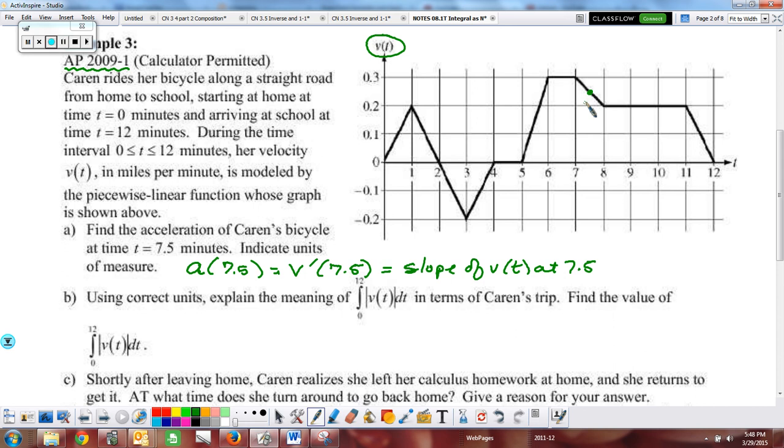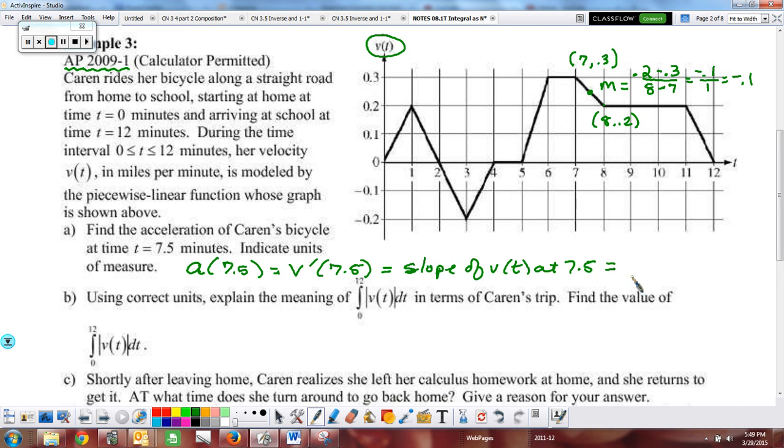And slope, it's linear, so I can do change in y over change in x. I can take my point here, (7, 0.3), and my point right here, (8, 0.2), and calculate the slope of this line by doing change in y, 0.2 minus 0.3, over my change in x, 8 minus 7. 0.2 minus 0.3 is negative 0.1, over 1, so negative 0.1.